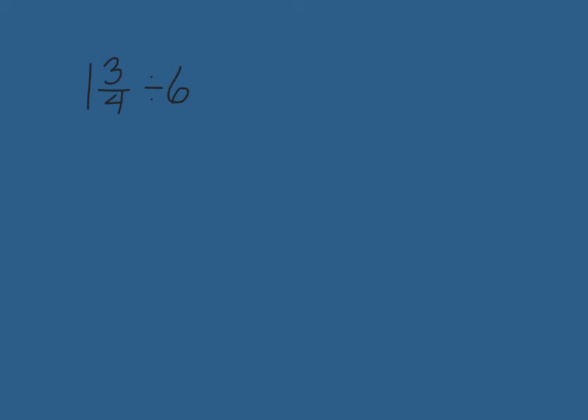Here's another example of 1 3/4 divided by 6. So our first step is to change that mixed number. So that would equal 4 times 1 is 4 plus 3 is 7/4 divided by 6 over 1. So I made my whole number here into a fraction. Now all that's left is to flip this one with the reciprocal and multiply.